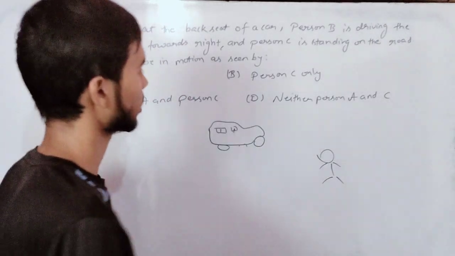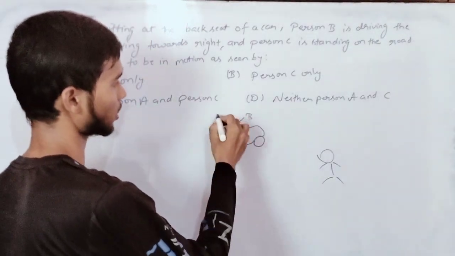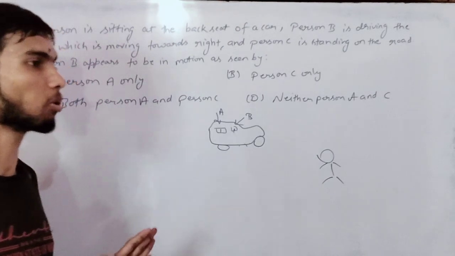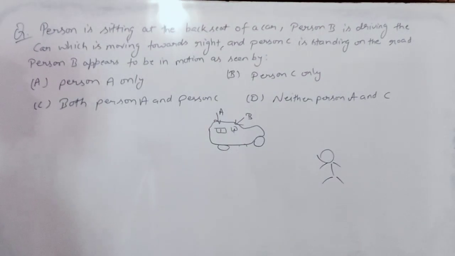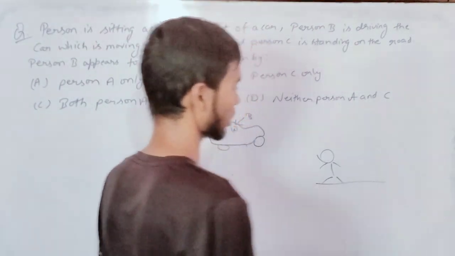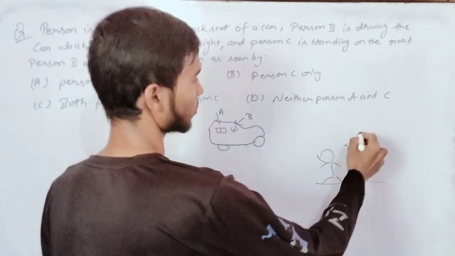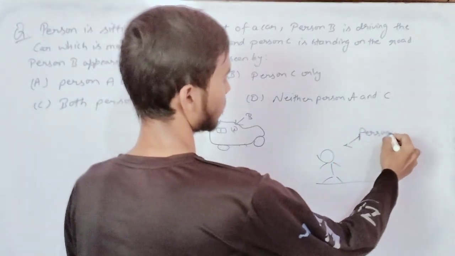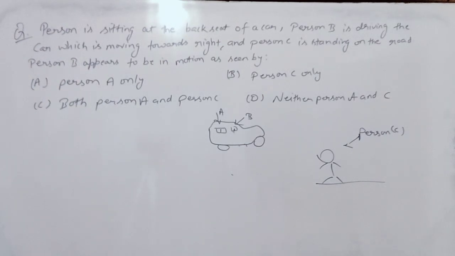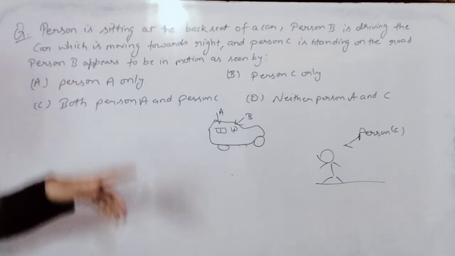This person is B, and this person is A. Person B is driving the car, which is moving towards the right. Both are moving towards the right. And person C is standing on the road. Person C is only standing on the road.